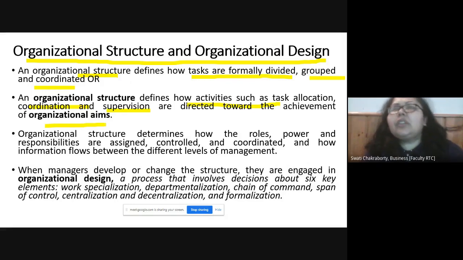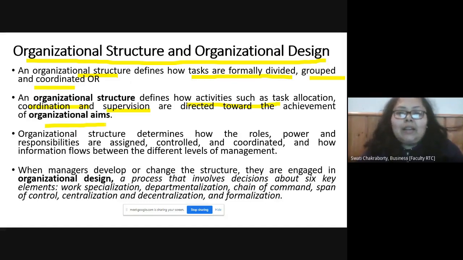Structure, we are talking of the framework. What is the framework that helps us in achieving, which tells us how the work will be divided, how the planning goes on, how it's been delegated, how it's been implemented, how the monitoring goes on in order to achieve a goal.